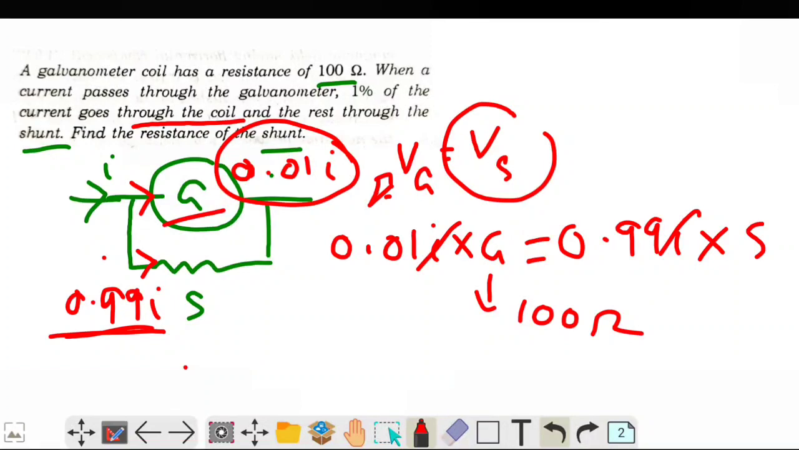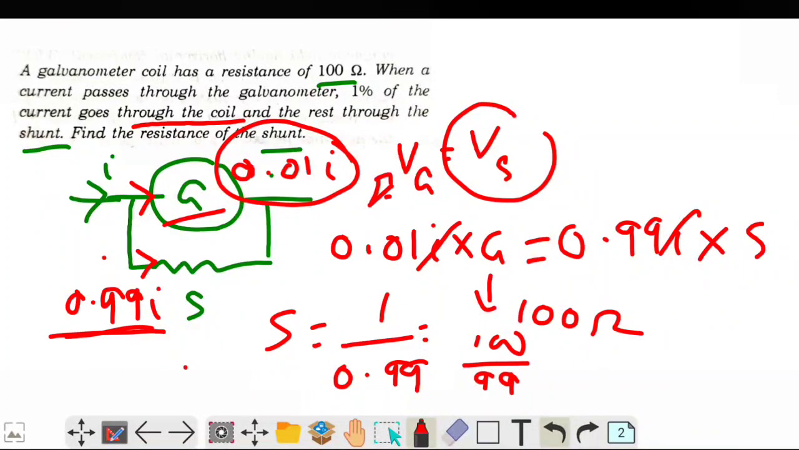So 1 is equal to 0.99 times S. So S will be equal to 1 divided by 0.99, that is equal to 100 by 99 ohm. So the shunt resistance will be equal to 100 by 99 ohm.